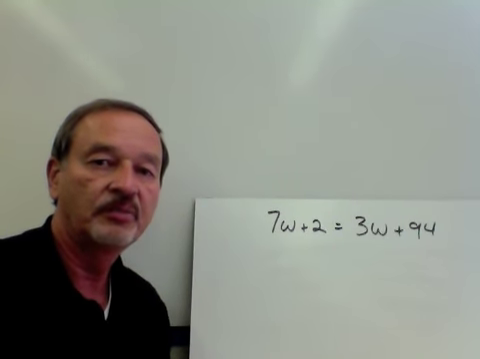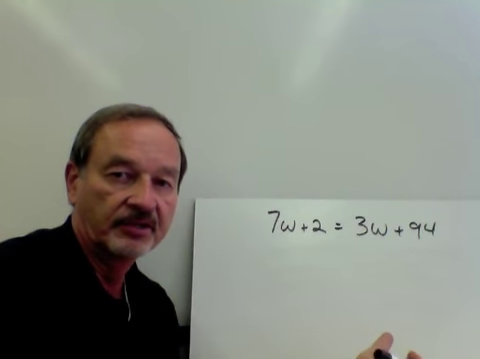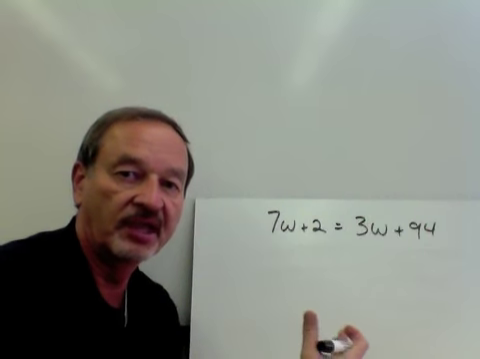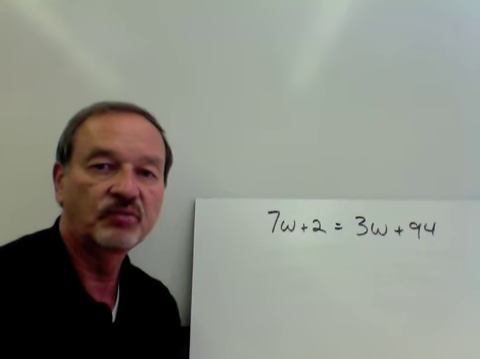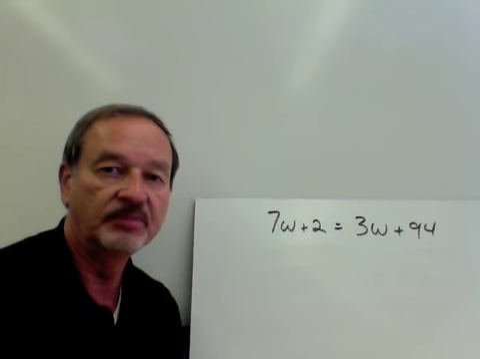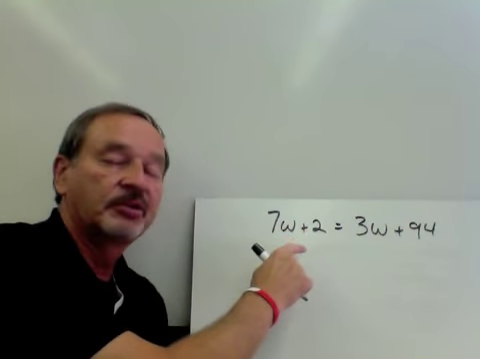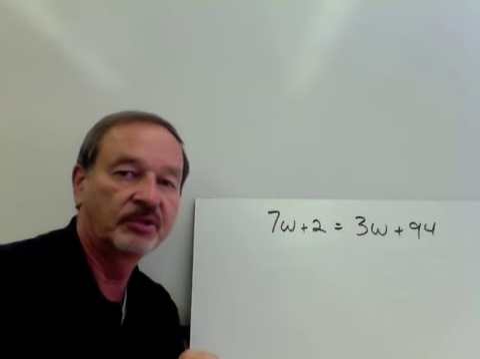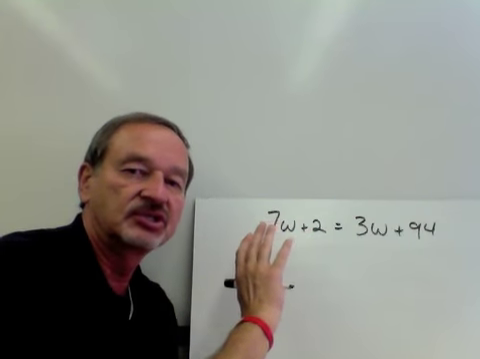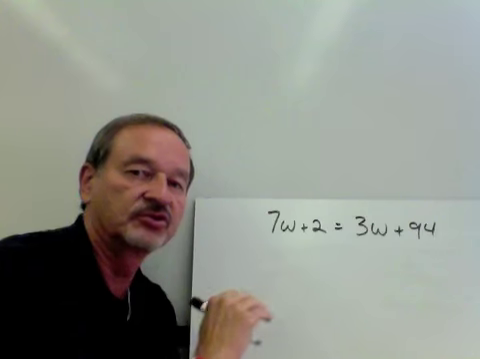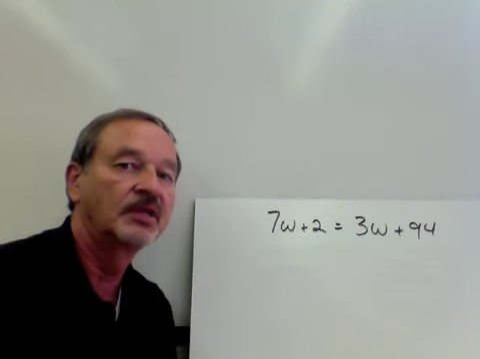We know we want to end up with the W by itself on one side and a number on the other. That's going to tell us what value that variable W has. So let's start by moving things around and seeing if we can get that W by itself. On this side of the equation we've got 7W plus 2. Let's go ahead and get rid of the plus 2 first. We can deal with the 7 first, but it's usually easiest to get rid of the things that are furthest away from the variable first. In this case the variable is W.